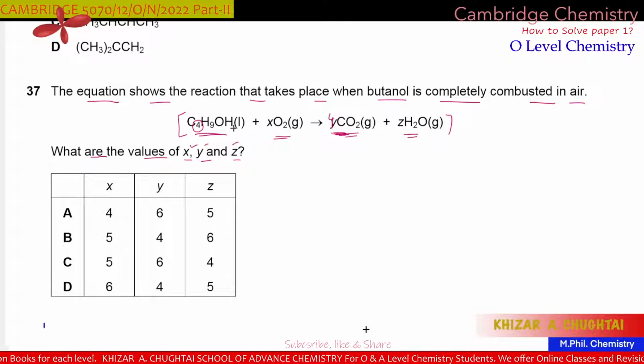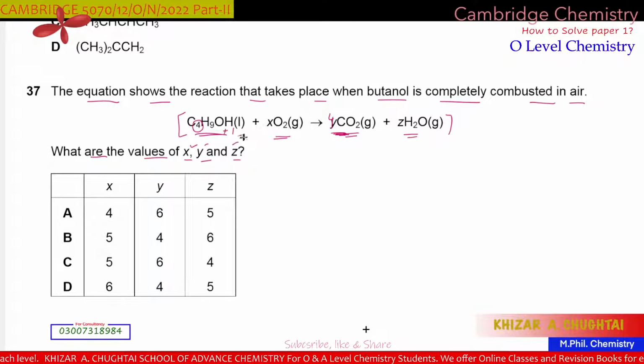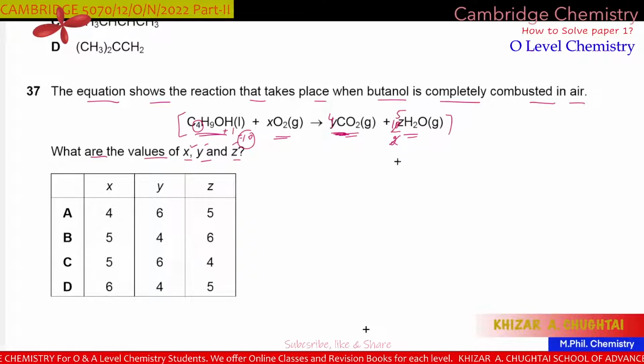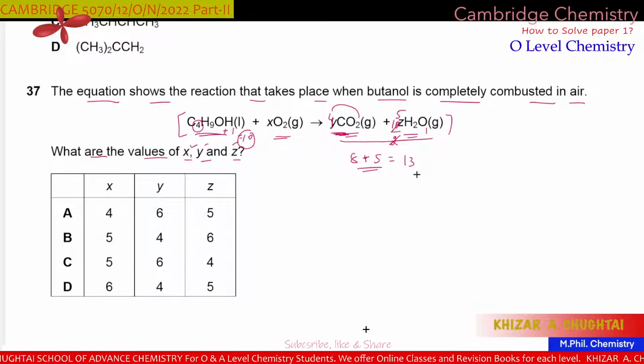What is the number of moles of hydrogen atoms? 9 plus 1, that is equal to 10. So half of 10 moles of H2O will be formed, that is equal to 5. Now, how many oxygen atoms are on the right hand side? 4 twos are 8, 8 oxygen atoms in the case of CO2. 5 ones are 5 for H2O. The total is equal to 13.